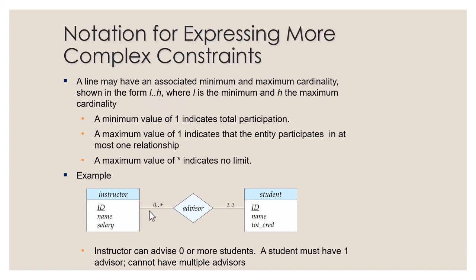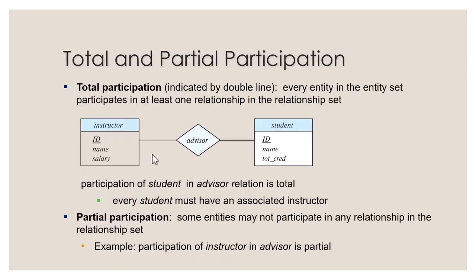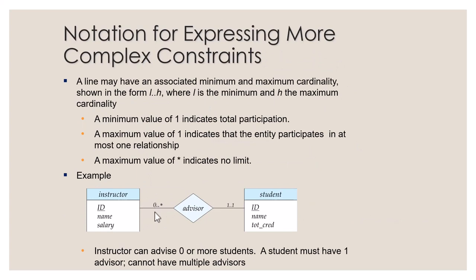Okay, so here we have instructor and student, so it means instructor can advise 0 or more students. That was the partial participation where they didn't have to be associated with a student to advise them, right? So there's that 0.. So they could be advising 0 students, 1 or many. That's what the asterisk is for. It means there's no limit.